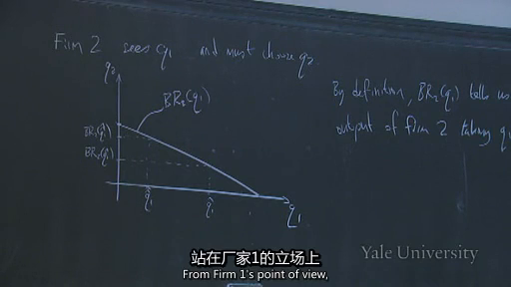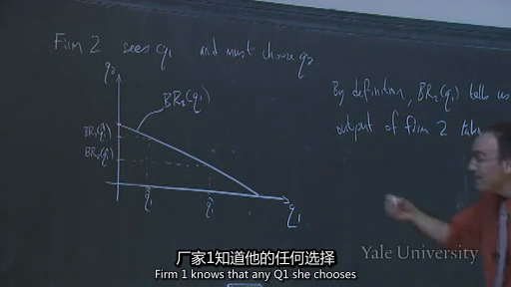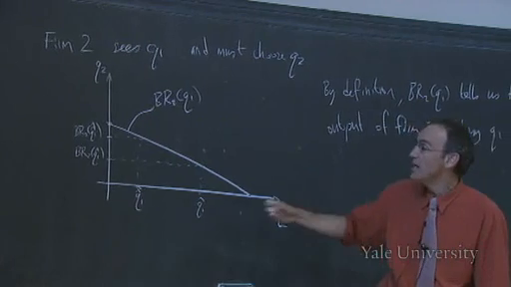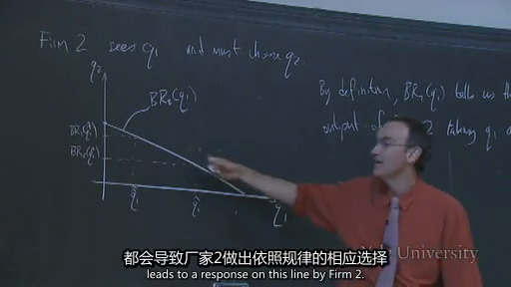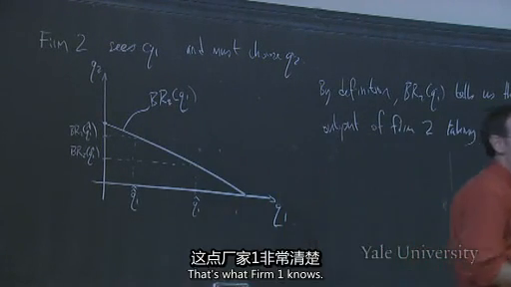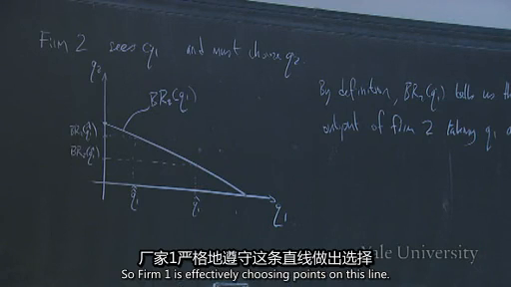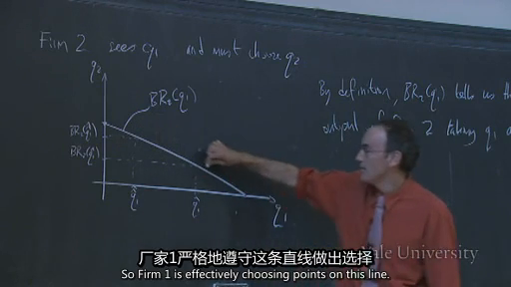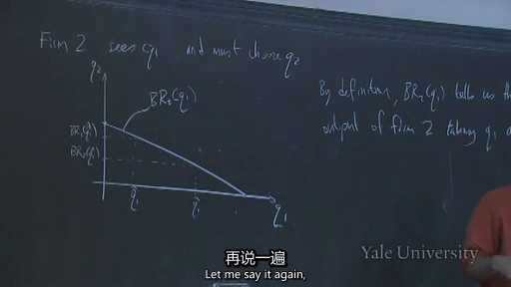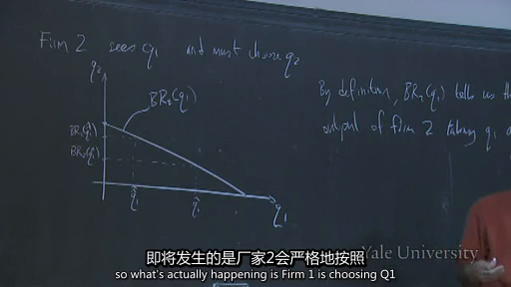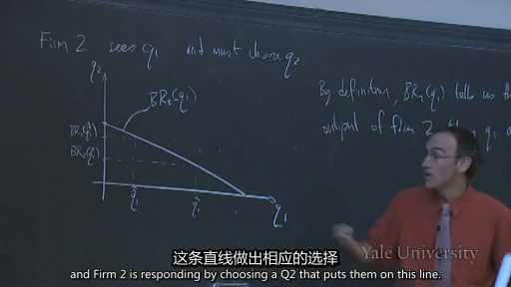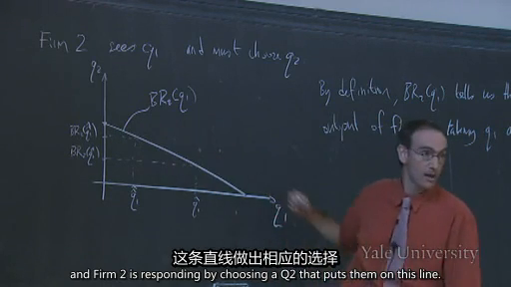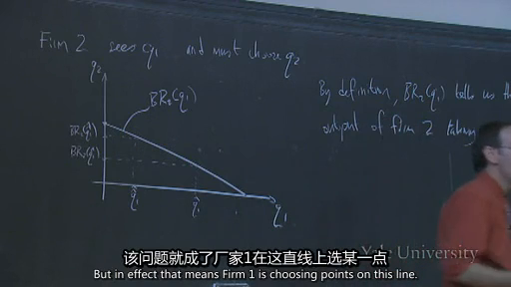So the first way I want to think this through is to make the following observation. From firm 1's point of view, firm 1 knows that any Q1 she chooses leads to a response on this line by firm 2. That's what firm 1 knows. So firm 1 is effectively choosing points on this line. Let me say it again. What's actually happening is firm 1 is choosing Q1, and firm 2 is responding by choosing a Q2 that puts them on this line. But in effect, that means firm 1 is choosing points on this line.